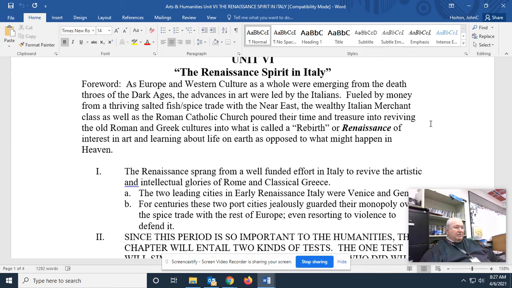And because of the profitable trade of the Italian merchants, primarily with the spice trade of the Near East, the Venetian and Genovese merchants would purchase spice from the Near East, bring it back to Europe, and then turn around and sell that spice to the rest of Europe for a tremendous profit. And with that profit, they said, what can I do with this? And the answer is they bought art.